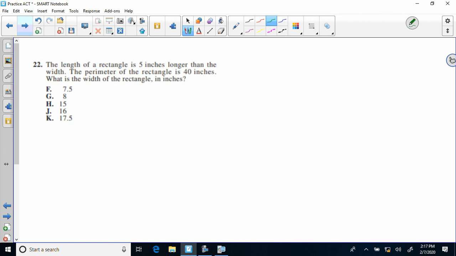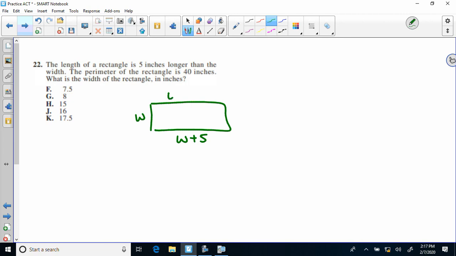Number 22, the length of a rectangle. So we have a rectangle, the length is 5 inches longer than the width. So if the width is W, the length is 5 inches longer, so it's W plus 5 for its length. The perimeter of the rectangle is 40. What is the width of the rectangle?